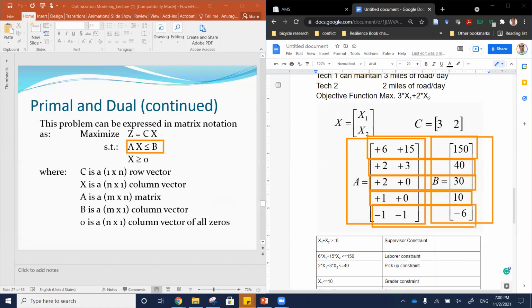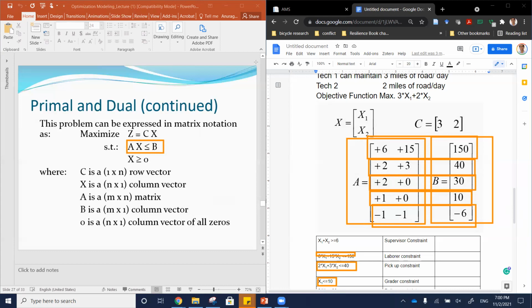Now, all of these equations sort of look familiar, right? Plus 6 and plus 15 less than or equal to 150. Plus 2x1 plus 3x2 less than or equal to 40. That's one right here. So they all look familiar. 2x1 less than or equal to 30. That's the next one over. Right? x1 less than or equal to 10 is right here as well.